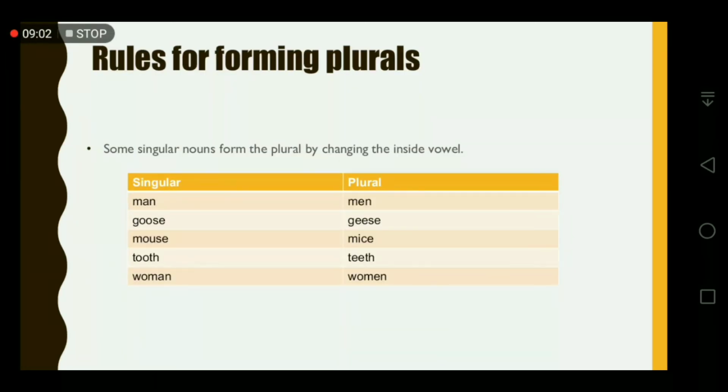Some singular nouns form the plural by changing the inside vowel. When we change singular to plural, we change the vowels, like man, men, goose, geese, mouse, mice, tooth, teeth, woman, women, like this. In the case of man, we changed singular to plural by just changing the vowel a to e. Clear?